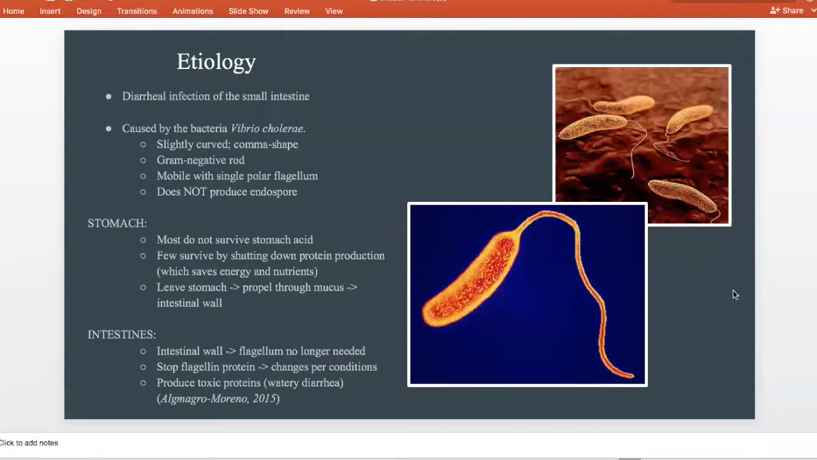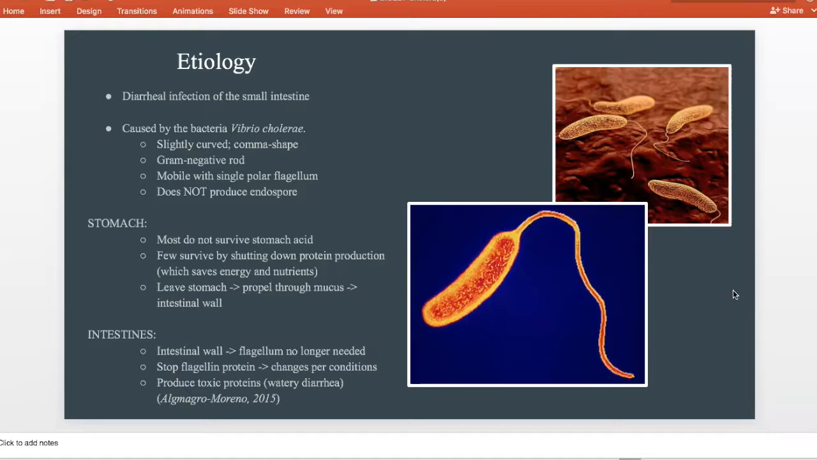Hi, my name is Nancy Brannon, and I'm going to be sharing some information with you about the etiology and reservoir of cholera. Cholera is a diarrheal infection of the small intestine. It's caused by the bacterium Vibrio cholerae.